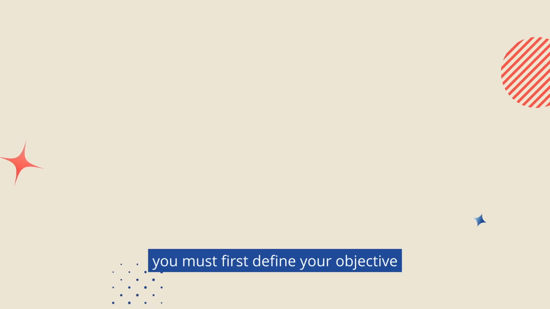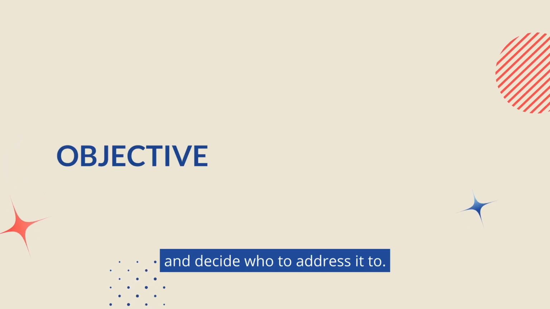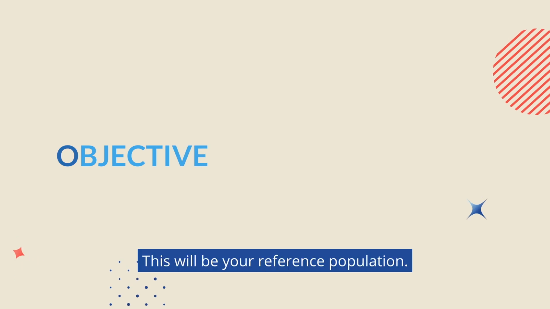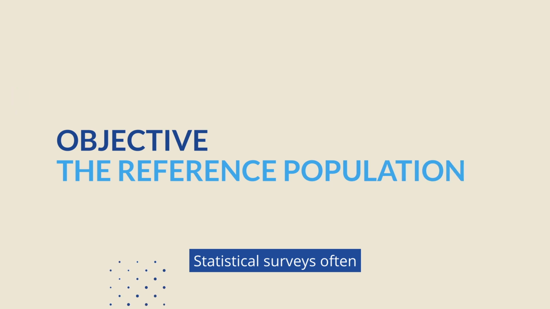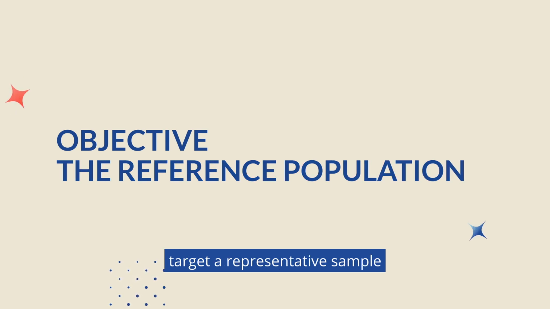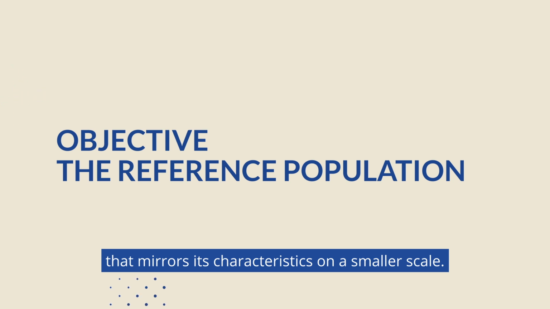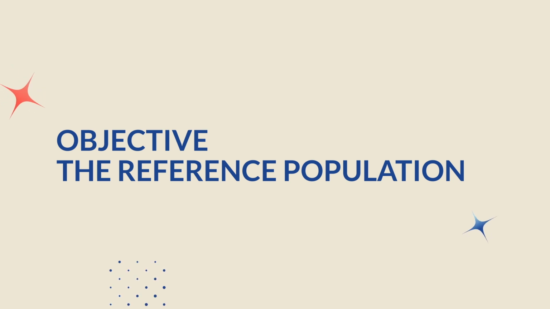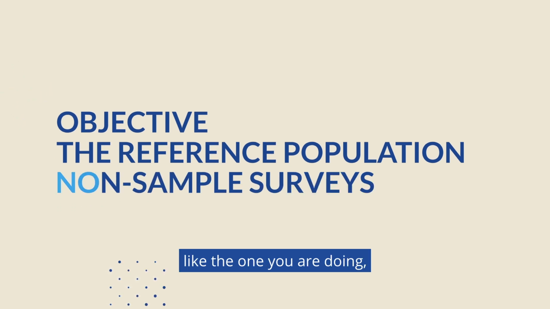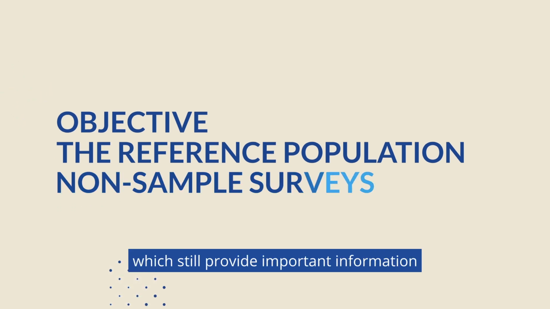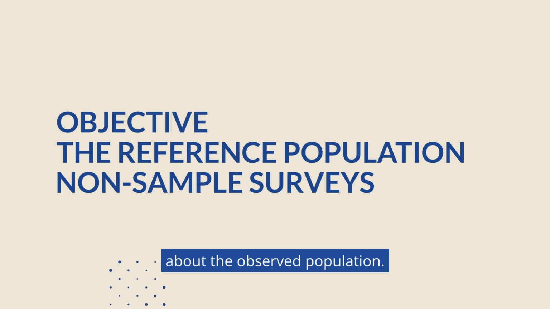You must first define your objective and decide who to address it to. This will be your reference population. Statistical surveys often target a representative sample of a reference population that mirrors its characteristics on a smaller scale. Non-sample surveys can also be conducted, like the one you are doing, which still provide important information about the observed population.